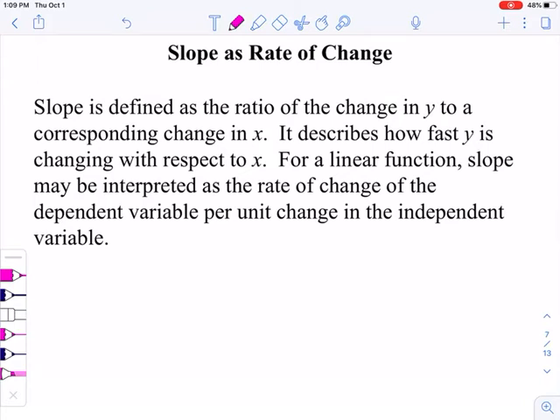Now, slope as rate of change. Slope is defined as the ratio of the change in y to the corresponding change in x. We talked about that little delta y compared to delta x, right? Change in y compared to change in x. It describes how fast y is changing with respect to x. For a linear function, slope may be interpreted as a rate of change of the dependent variable per unit change in the independent variable. Again, change in y over change in x, the change in the output compared to the change in the input.